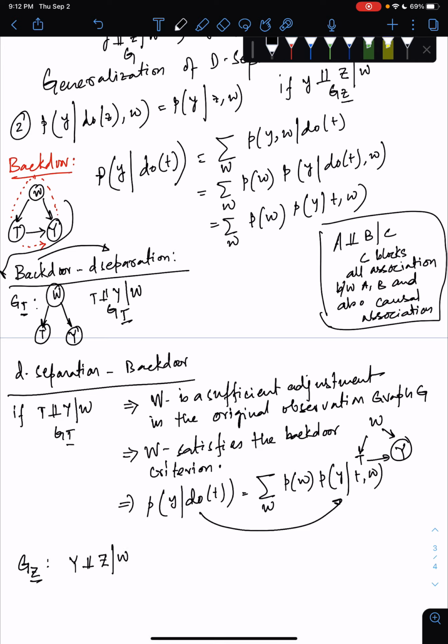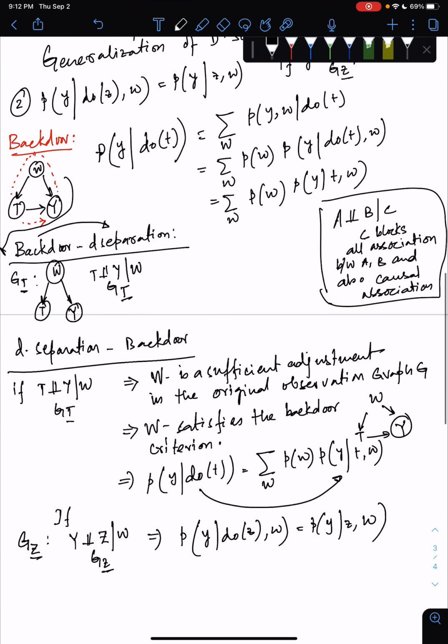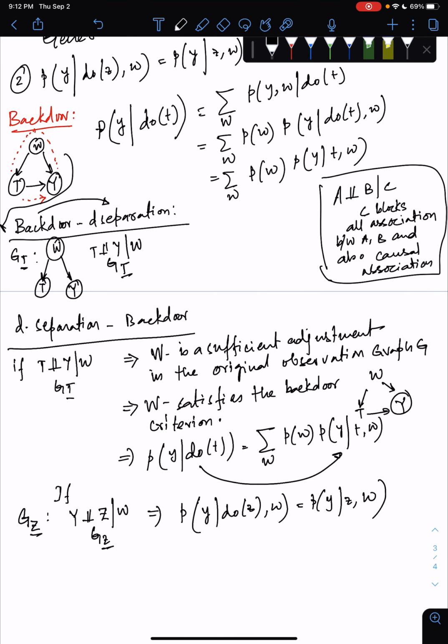They are conditionally independent given w in this graph. If this is the case, then we can say that the probability of y given do z, w is nothing but y given z and w. So basically it says that in the graph where we have removed all the outgoing edges from z, then, and also in that graph, okay, just forget it.